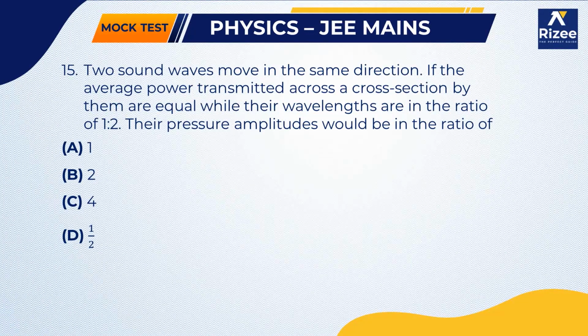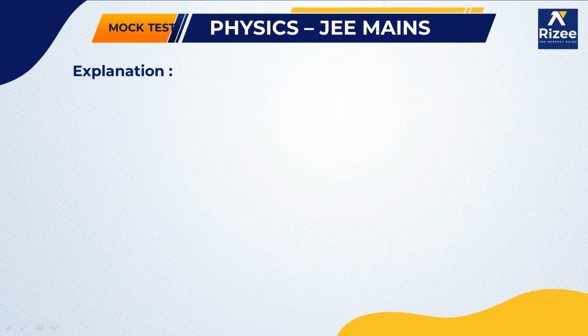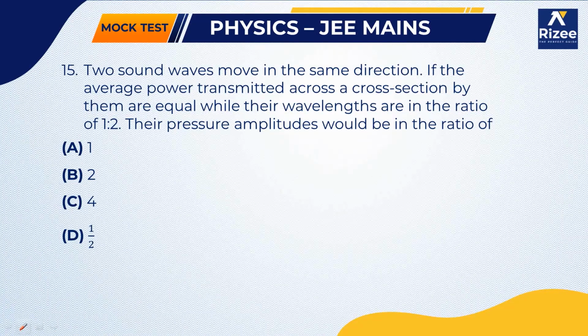Two sound waves are moving in the same direction, so their directions are the same, and both of them are sound waves. The average power transmitted is the same, so the average power transmitted in this case is equal. The given cross section is also the same. While their wavelengths, he is asking, are in the ratio of 1:2, the pressure amplitudes would be in what ratio?